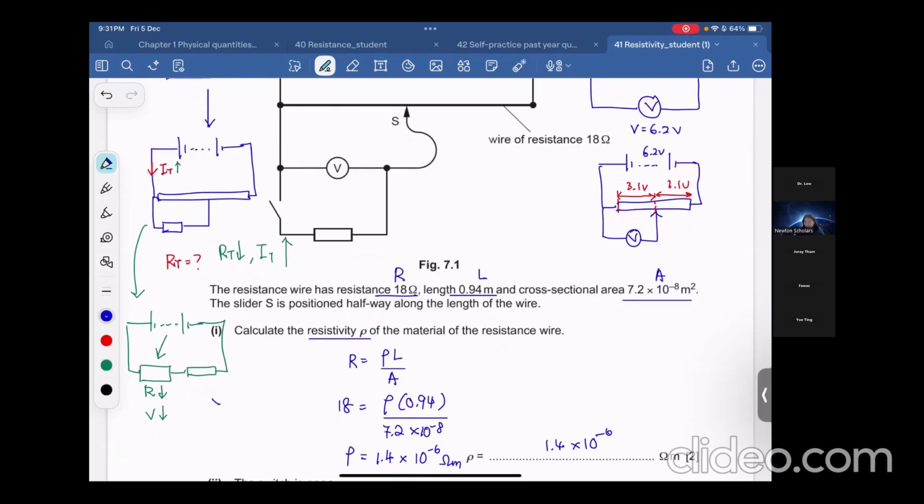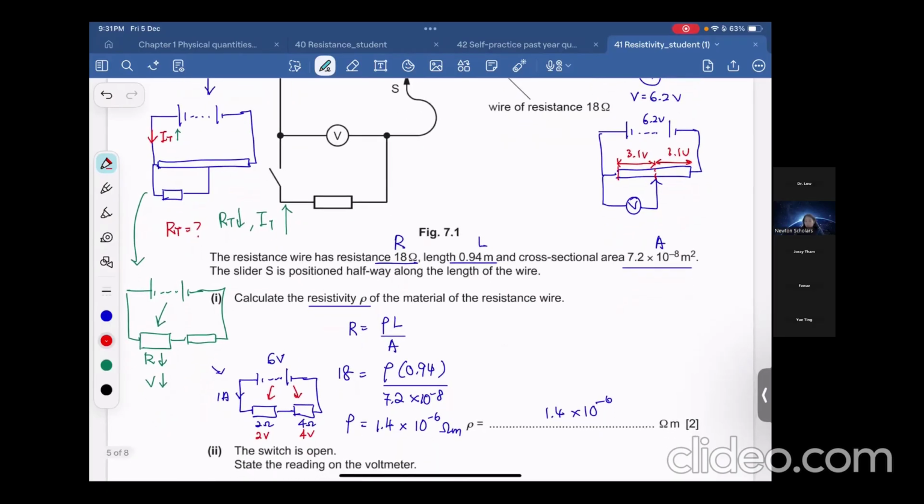I can give a simple example, like this. Let's say this is 6 volt. Here is 2 ohm, here is 4 ohm. Total current is 6 divided by 6 ohm, so it's 1 ampere. How many volt will be received by the 2 ohm? It will receive 2 volt. How many volt received by 4 ohm? It will be 4 volt. So can you see that this potential divider shares the voltage? When your resistance decreases, the voltage that you share will decrease.